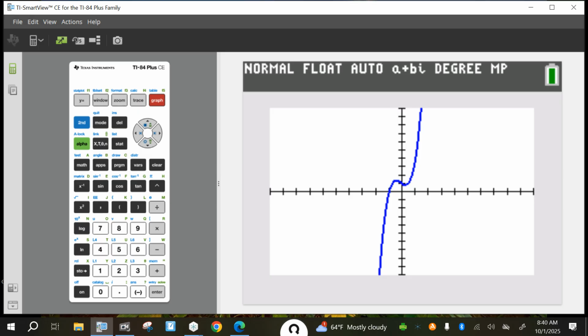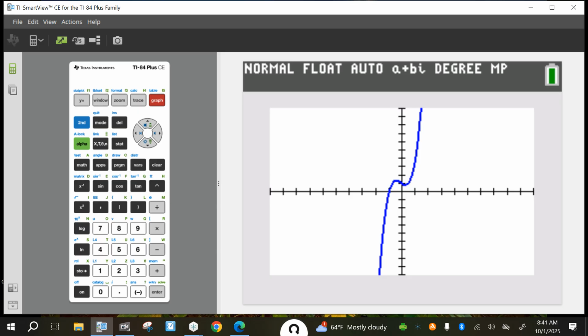What do you notice about this graph? Yeah, it's a little curvy. What else? It only intercepts the x-axis once. But how many solutions should we have? 3. So what does that mean about the other 2? They're imaginary. That's right. We can't see imaginary things where they cross. So we have one real solution. The other ones are imaginary.